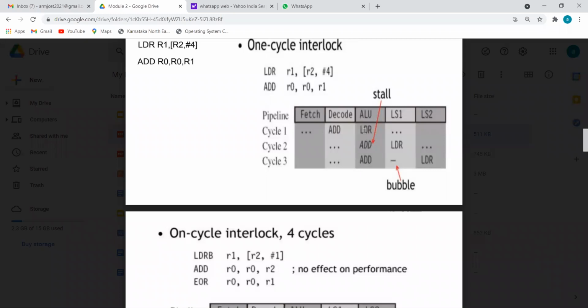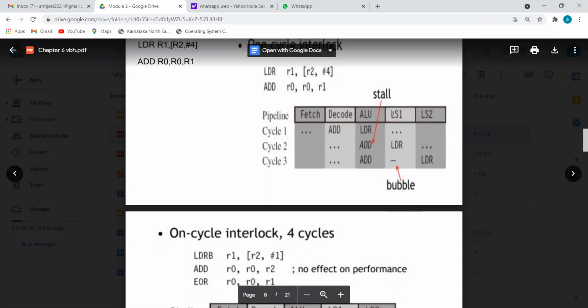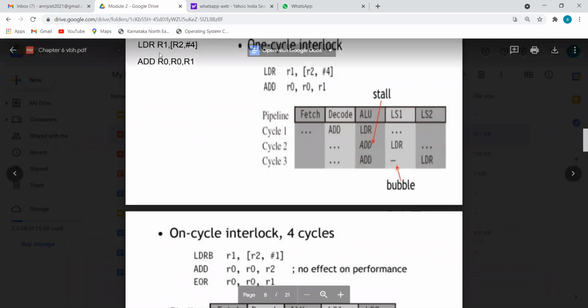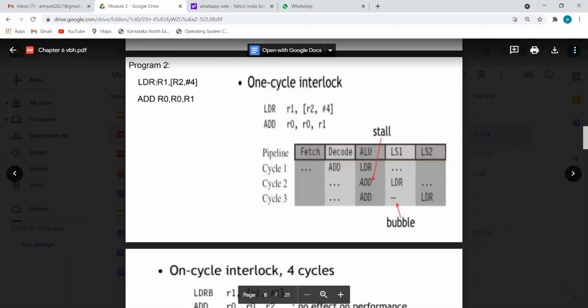If it is a two-step work, LDR does not finish in only the ALU stage. It takes the help of LS1 also. So LDR counts 1 in the ALU cycle, and it completes its work only when LS1 is completed. Hence, 2 CPU cycles minimum are required for this LDR instruction. LDR will never take only one, it will take 2.